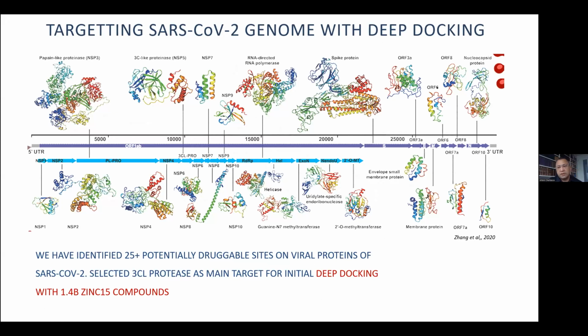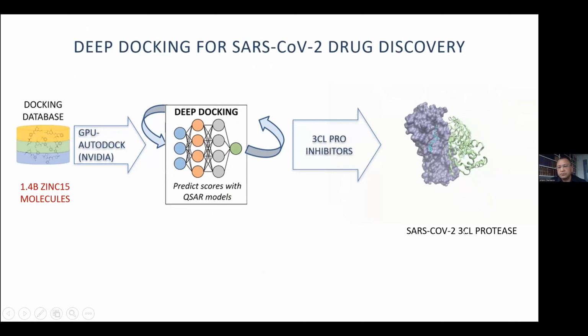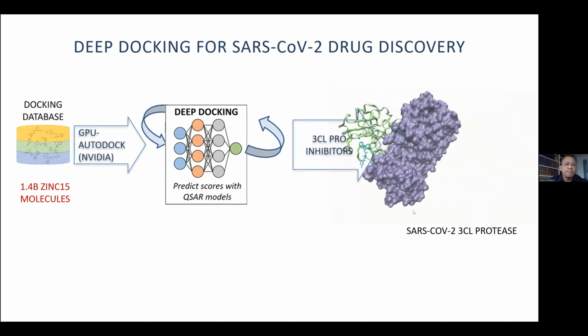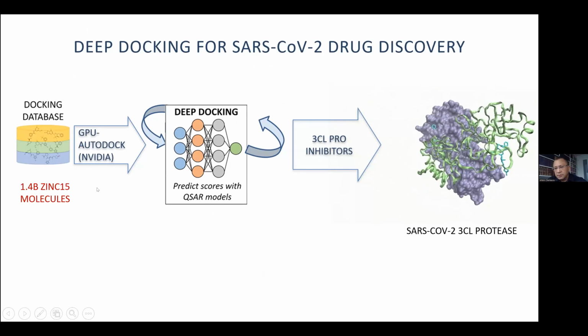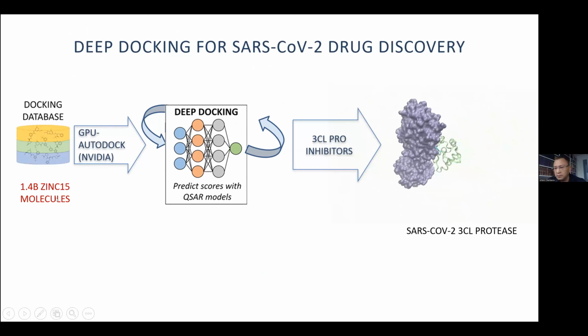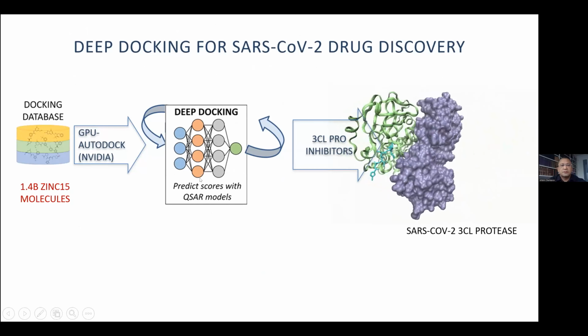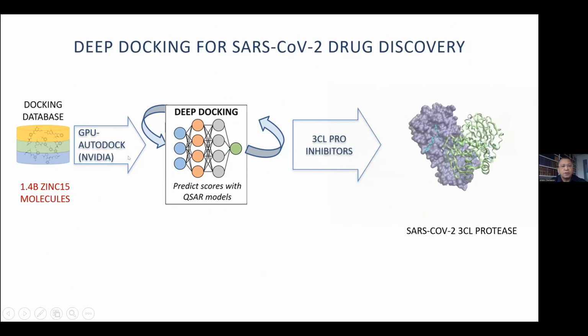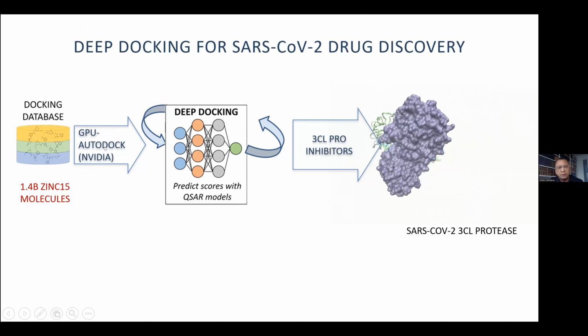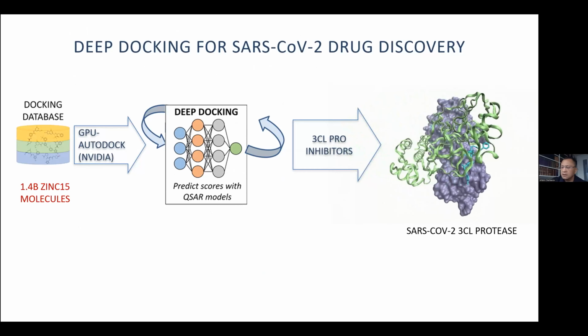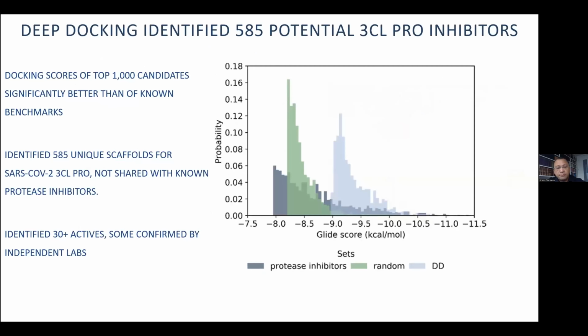And so it was on time for us to look at the most conventional drug target in COVID, which is the main protease. In principle, there are 25 potentially druggable proteins in the viral genome, potentially 25 druggable sites really. And so we selected the main protease, which is also called 3CL protease. And for the first time ever reported in the literature, we were able to run the entire 1.4 billion molecules from ZINC. So we ran our deep docking, which was implemented on GPU AutoDock. We worked with NVIDIA in that project together. And so we ran that 1.4 billion ZINC.